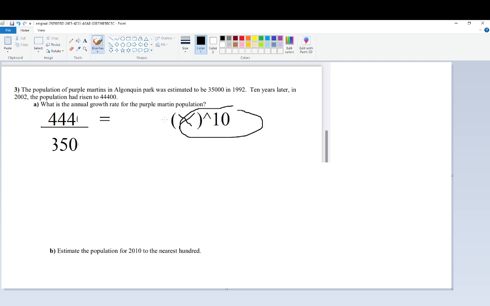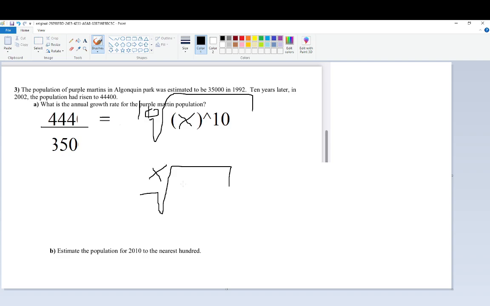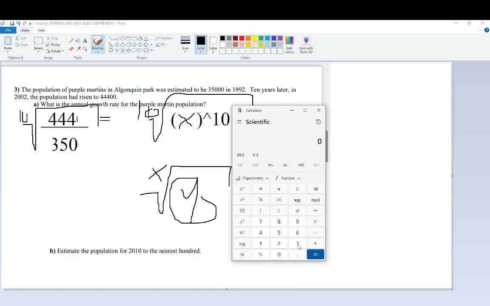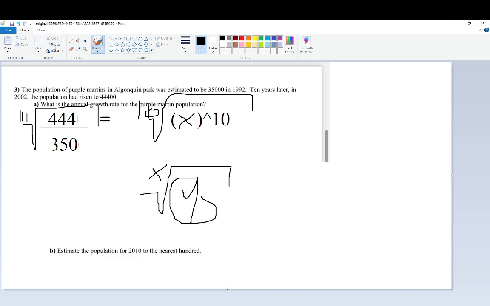How do you get rid of a power of 10? You 10 root it. This is on your calculator is this. You put the number in, you press this symbol, and then you put the root that you want. So that means I have to find the 10 root of 444 over 350 to figure out what my x value is. So let's do that. 444 divided by 350 first. And now I got to go to second function, x to the y, to the power of 10. 1.02, so this is the number that x is.